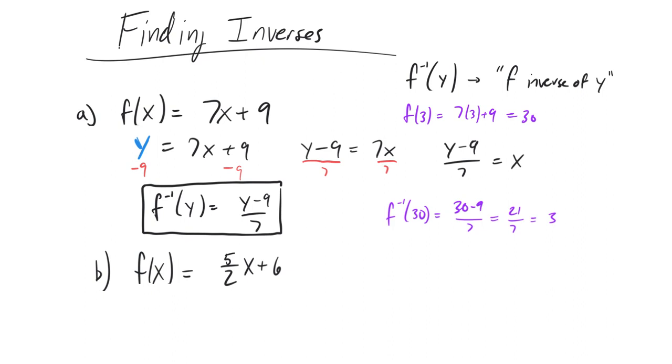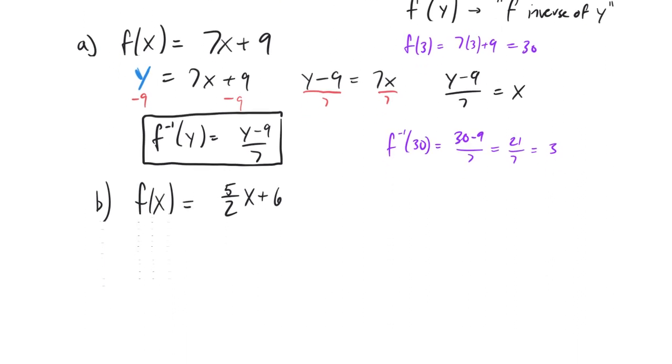So let's look at the next one. Same idea, just some different numbers. So it's going to be tricky sometimes. We've got f of x equals 5 halves x plus 6. So again, the first thing I want to do is just rewrite it. So it says y equals 5 over 2x plus 6.